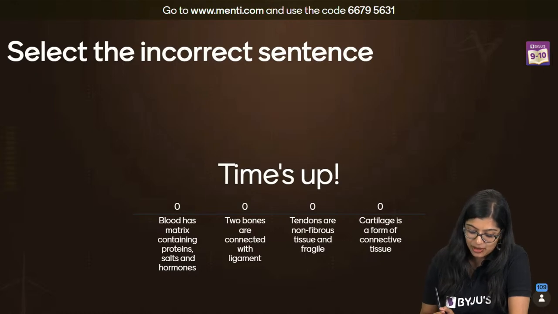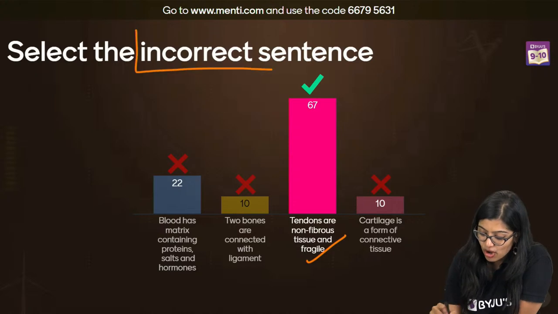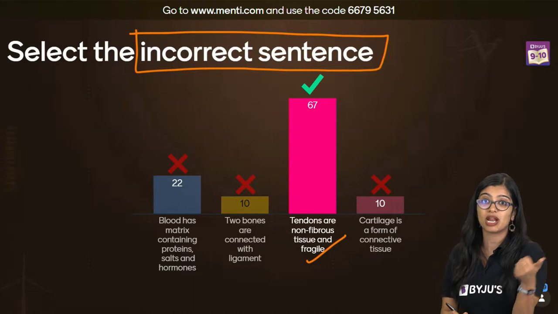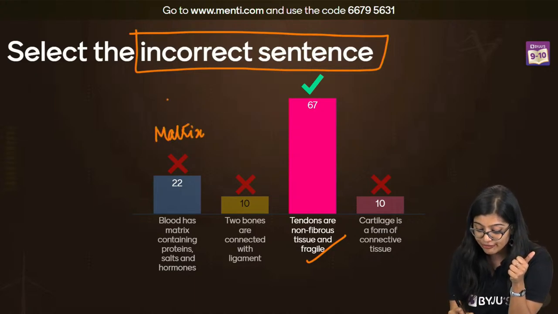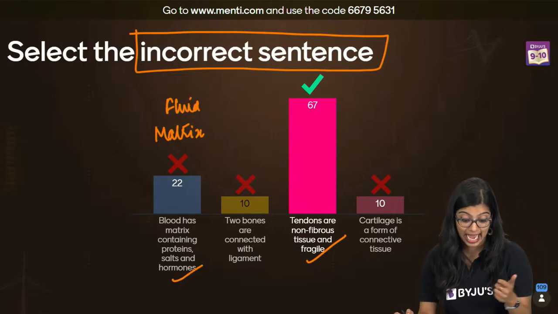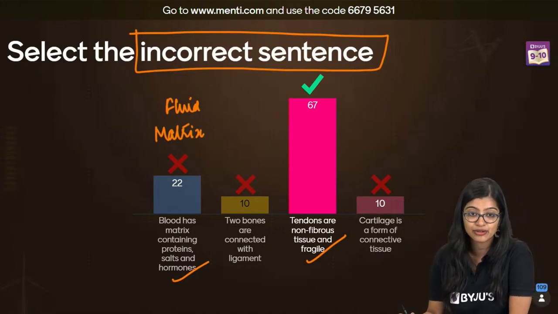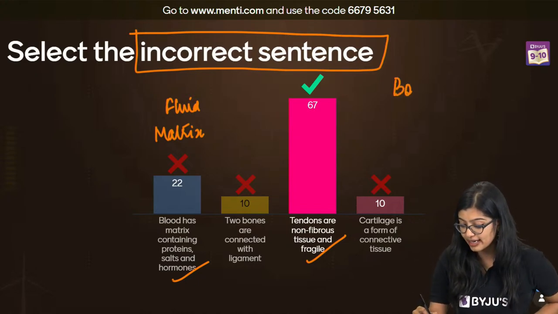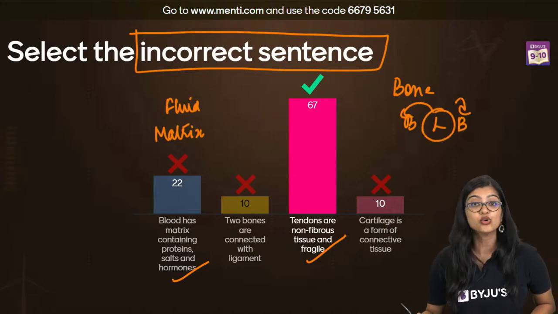Well done, everybody. Well done. The correct answer is option C. See, they're asking for what is incorrect, right? So blood has matrix. That means we know blood is a connective tissue and connective tissue has matrix in it, right? So it has a fluid matrix at that. And this fluid matrix has proteins, salts, and hormones. While on the other hand, we have two bones connected by a ligament. So we know that ligament, I always tell you BLB, that means a ligament connects two bones, right?